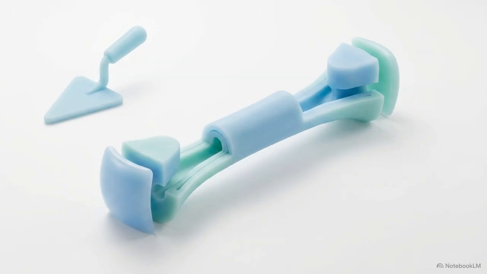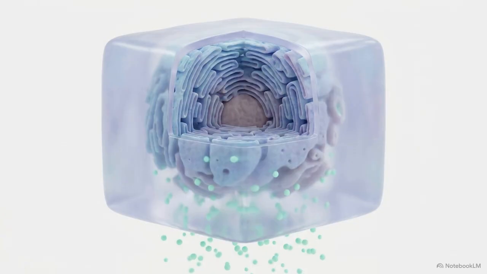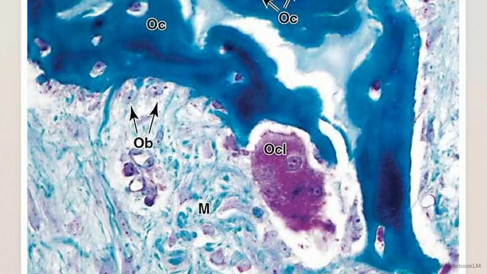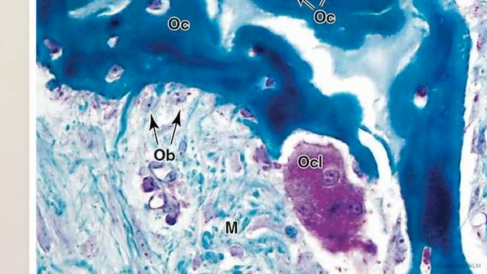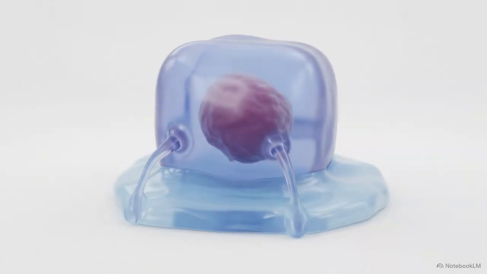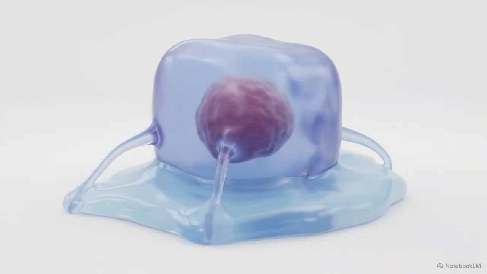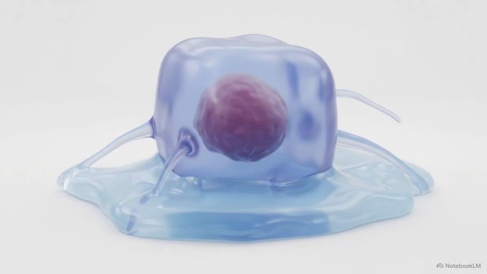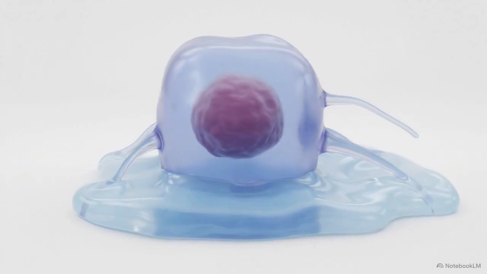First are the osteoblasts. These builders utilize an abundance of rough endoplasmic reticulum to synthesize and secrete the uncalcified organic matrix, known as osteoid. You can see their activity here. These cuboidal osteoblasts line up along the existing bone surface, laying down a fresh layer of osteoid right before it hardens. As the osteoblasts secrete this matrix, some become trapped inside. Once encased, they transition into the second cell type, osteocytes.